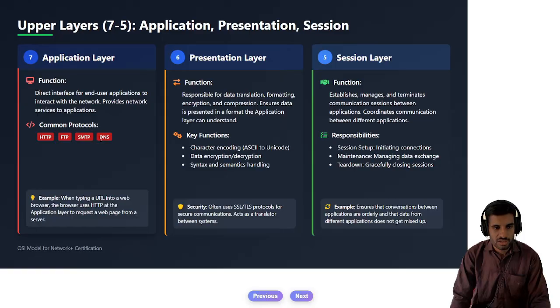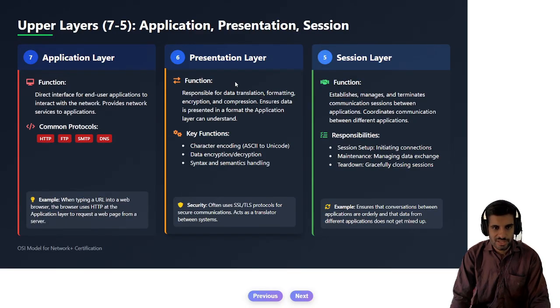Then we got the domain name servers. So all of these we use in the application layer. When we got an example here, when typing a URL into a web browser, the browser uses HTTP at the application layer to request a web page from a server. So yeah, we use these protocols on the application layer every day.